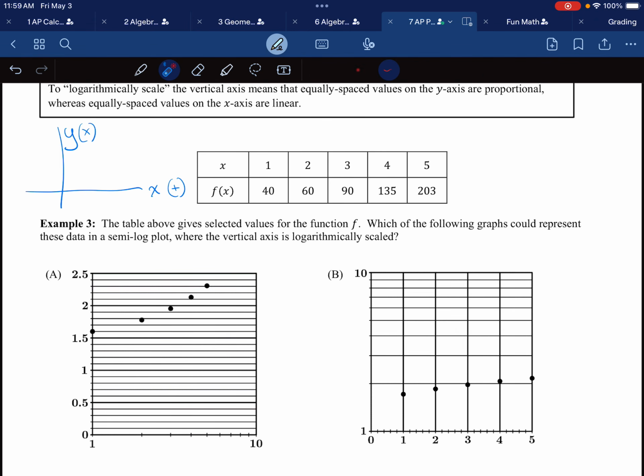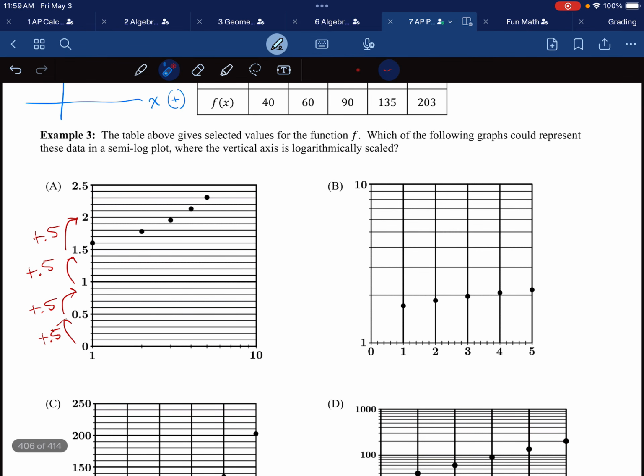So let's read example 3. We have a table right there, and which of the following graphs could represent these in a semi-log plot? So first of all, it needs to be a semi-log plot, which means the y-axis needs to be scaled. Take it from 1 to 2 and from 0 to 1. I'm constantly adding on this y-axis. So I'm doing plus 0.5 to get from here to here. I'm doing plus 0.5 to get from here to here. I'm doing plus 0.5. I'm constantly adding over and over, which means this is not even a semi-log plot. This y-axis needs to be multiplied. And the x-axis is actually being multiplied, which is kind of funny. The x-axis is the log plot. So this is backwards. So it's not A because that's not even a semi-log plot.